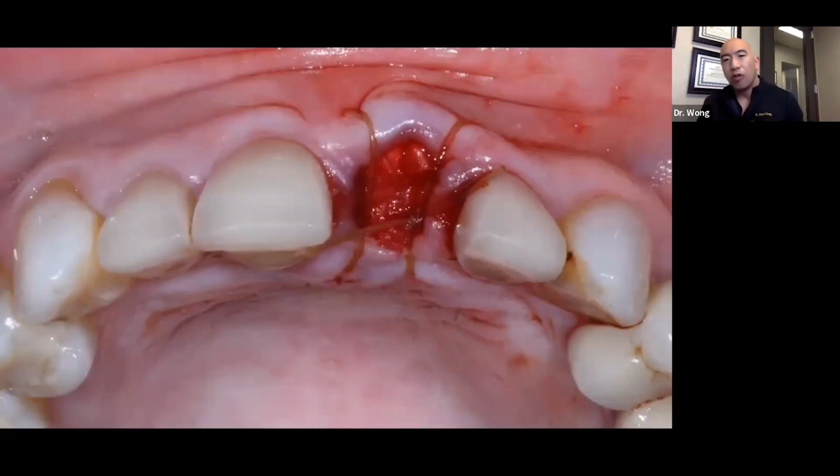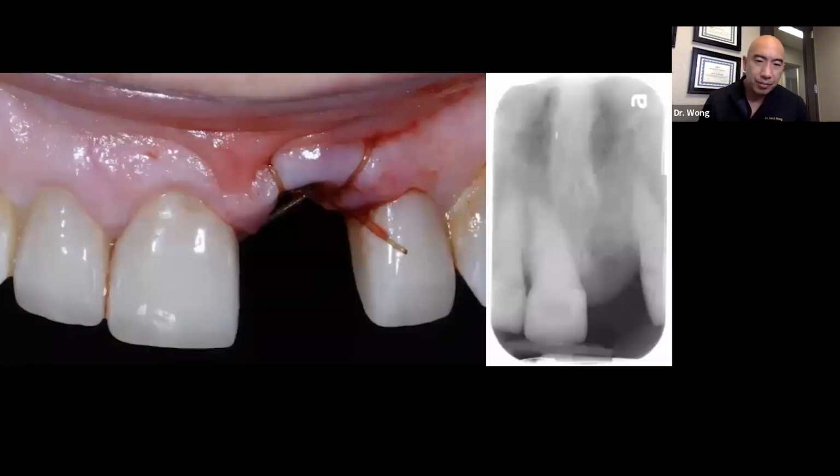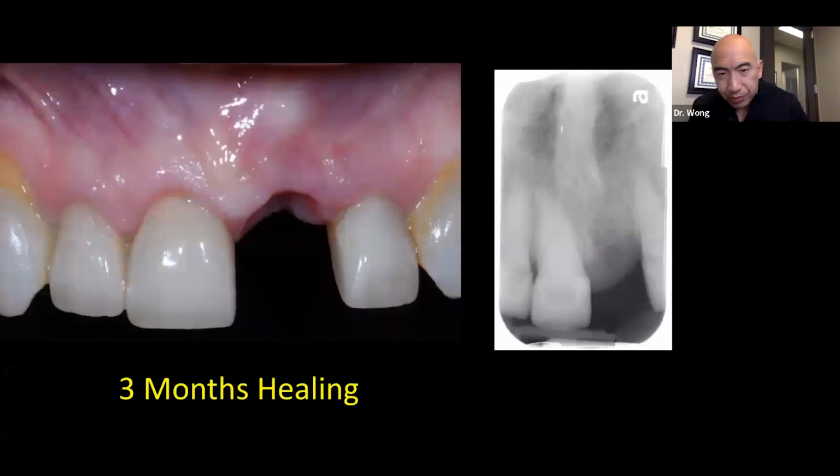Fold your ice cream over the socket and then do a figure 8 suture and close it up. And then you're going to see this 12 weeks later. At 12 weeks, what you're going to notice here, this is what I was talking about. The flipper was a little bit too deep.